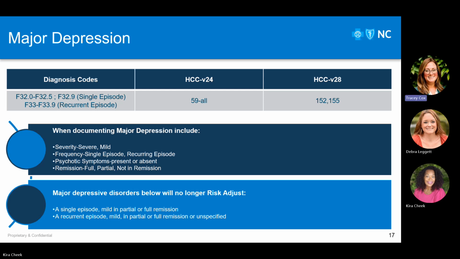Some major depressive disorders that will no longer risk adjust include a single episode of mild and partial or full remission, and a recurrent episode of mild depression and partial or full remission. Documenting and reporting accurate major depression severity, mild, moderate, and severe, will impact your patient's risk score in V28. Therefore, it is important to include all of that detail within your provider assessment notes.